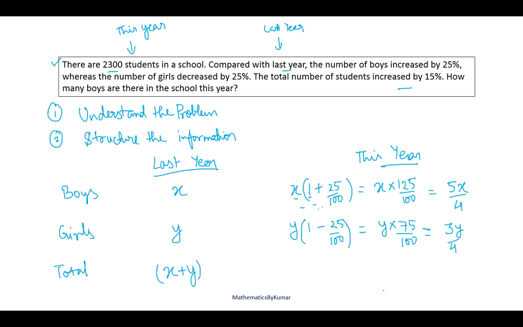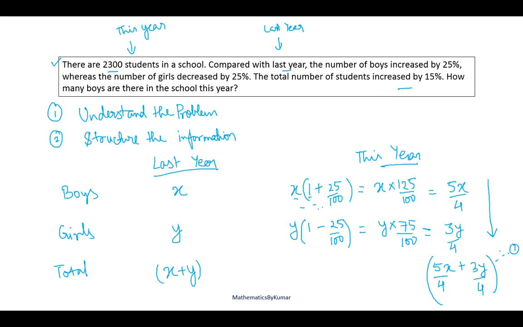Okay, now I have to calculate the total number of students for this year. There are two ways I can approach that. One way, I can just add the number of boys and the number of girls. So this will be nothing but 5x by 4 plus 3y by 4. This is one way of solving it.